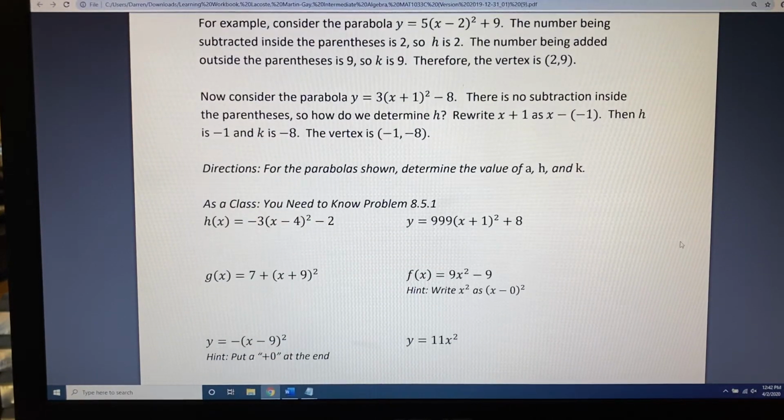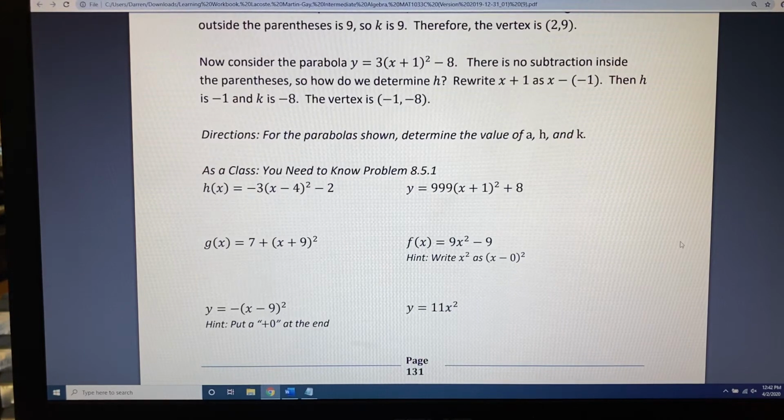We will now complete several problems where the entire focus and goal of the problem is merely to determine the values of a, h, and k for the parabola.